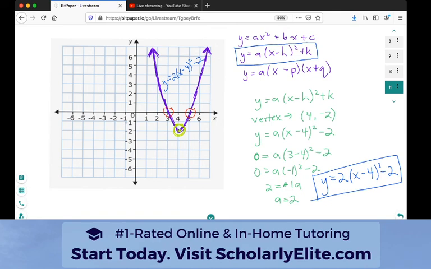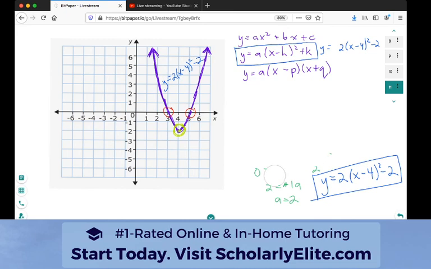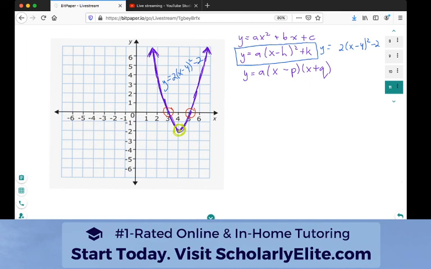Before we do that though, now that we've got this answer, I'm going to write this here, y equals 2 times x minus 4 squared minus 2. I'm going to do the same process that we just did, except in this case, we're going to solve for the factored form. Okay, guys, so here we've got y equals a times x minus p times x plus q. And as you probably recall, it's the opposite sign. So I'm going to leave the a the way it is, and then it's going to be x minus 3, x minus 5.